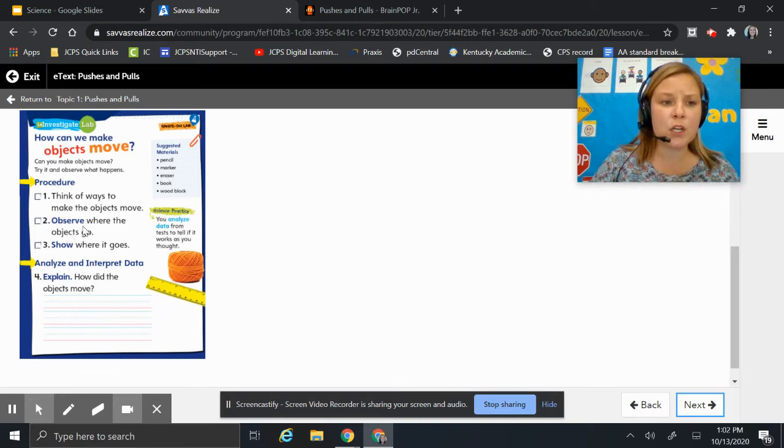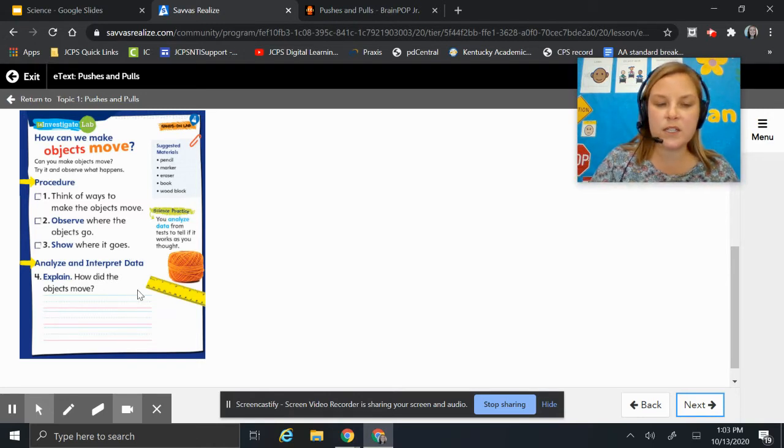Observe where the objects go. And this could be just asking. Say you have a dog and you throw their toy, where did their toy go? That's a really good way to think about objects and moving. It can be on a big scale or a small scale, whatever works in your home. Show where it goes. If you have a toy and you throw it, where does it go? You can walk out there and look. If you're in a wheelchair, parents, you can roll your child out there and look where the object goes. That helps with understanding how things move.